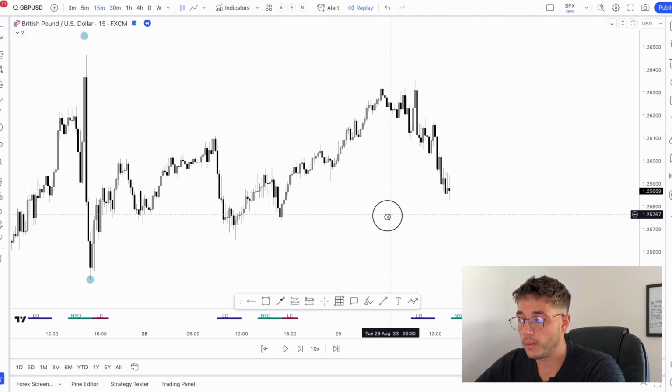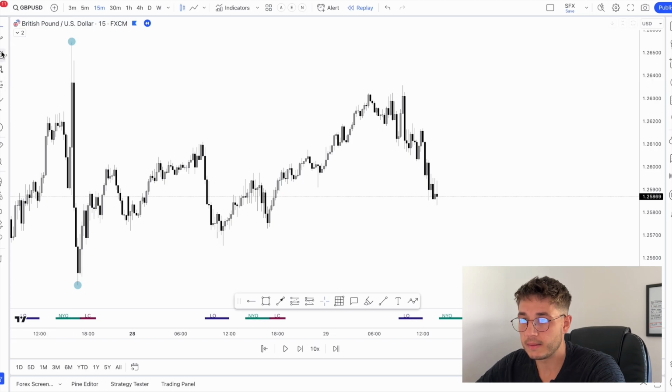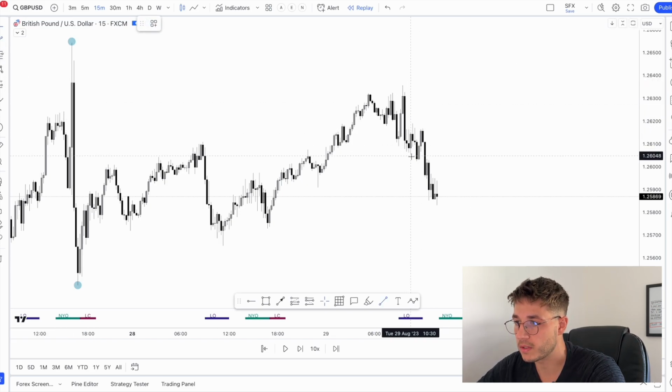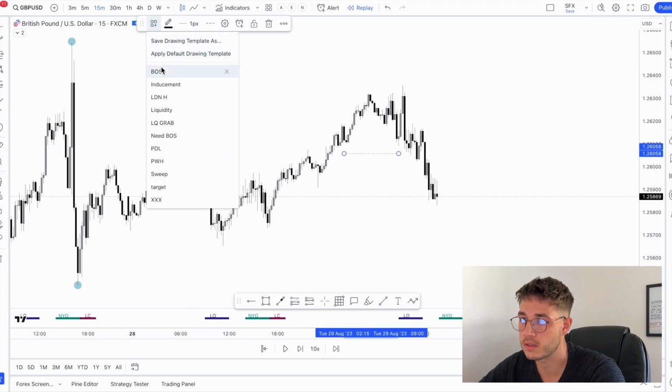Now, what we have here is basically a move to the upside that broke the structure down. So this very low created this very high that got broken. So this is a BOS, right? So we have the first confluence to go into the shorts.